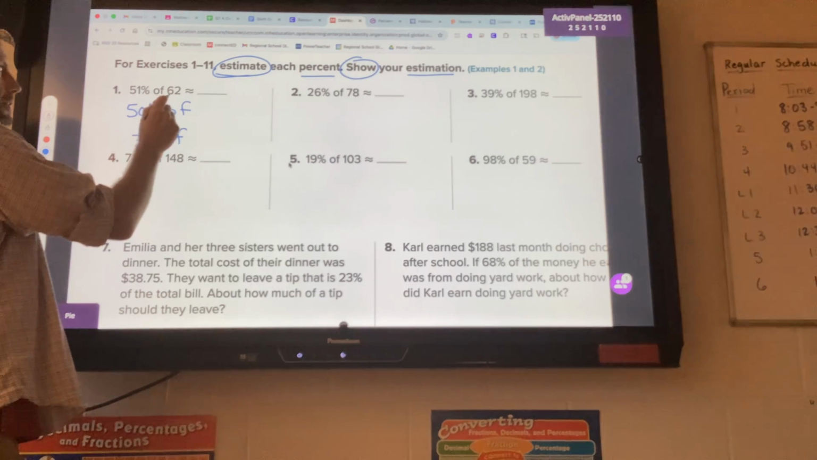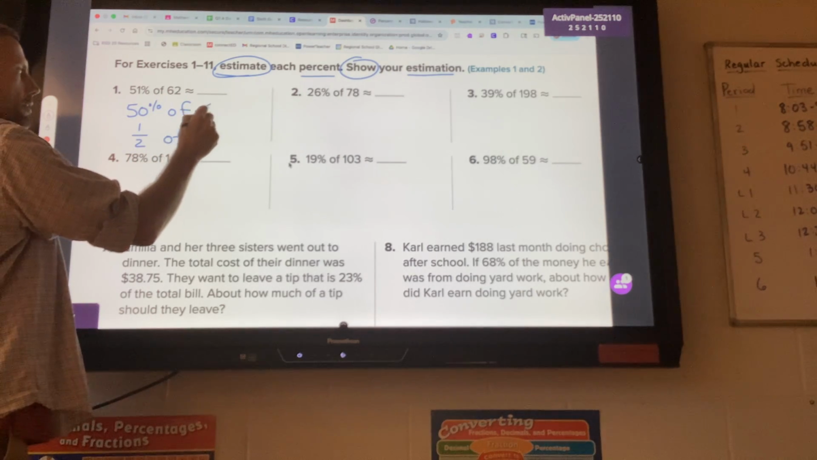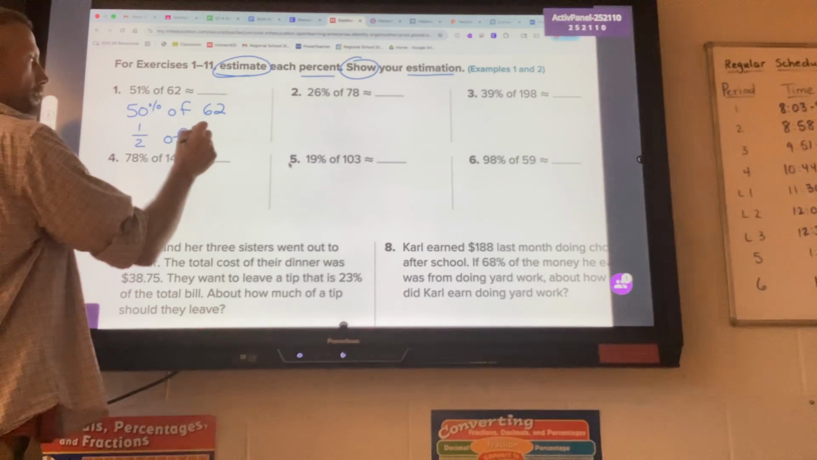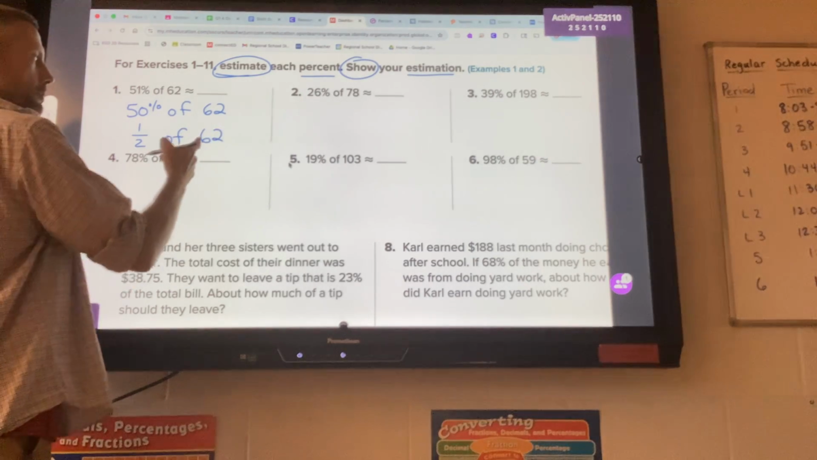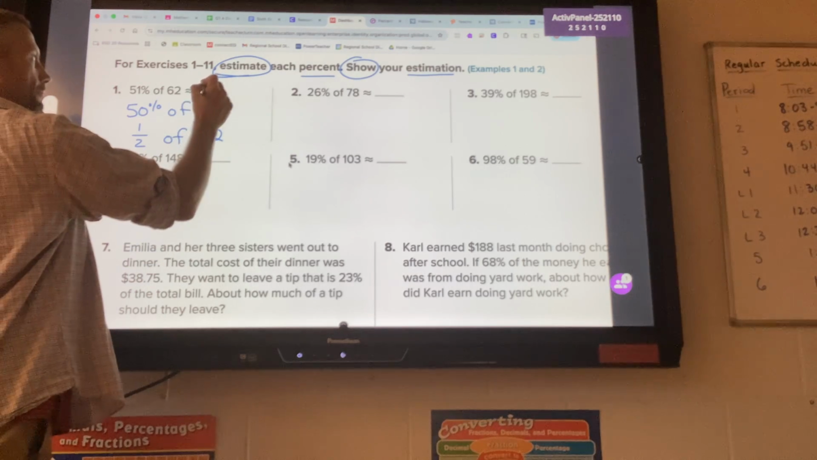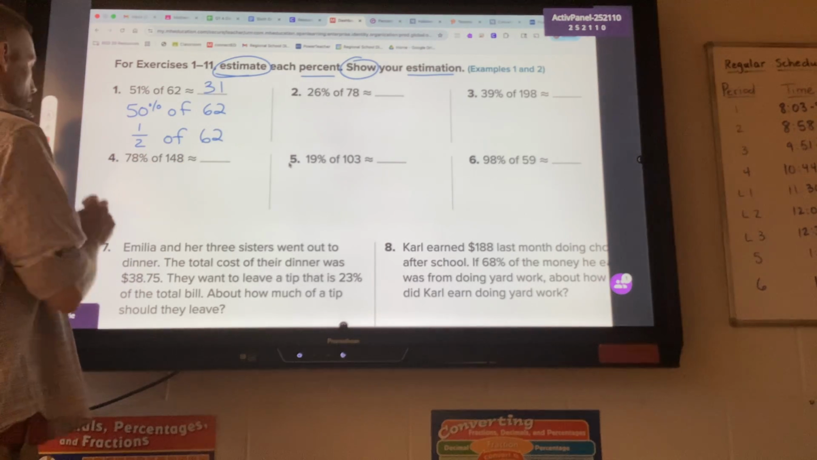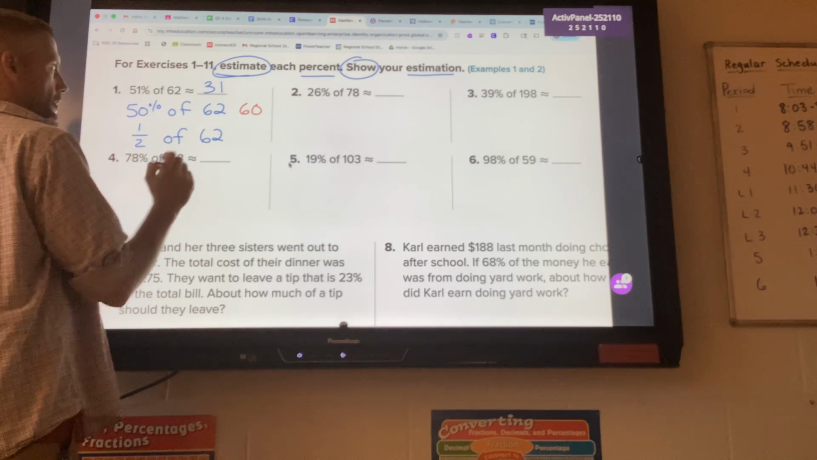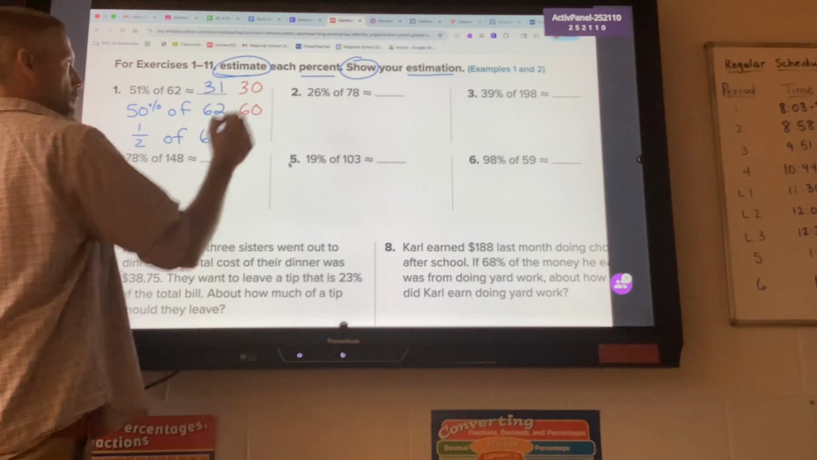You can either make 62 60, or in this case, since it's half, I can cut 62 in half in my head very easily. So I actually wouldn't change the whole number on this one. I would keep it as 62. Half of 62 is 31. If you wanted to change the whole number and you wanted to make it 60 to make it even easier, then your answer, half of 60, would be 30.